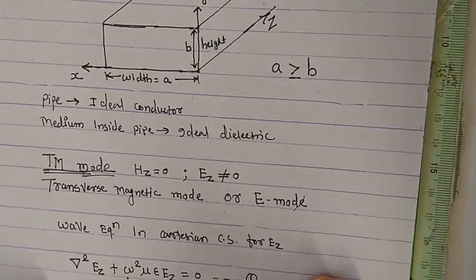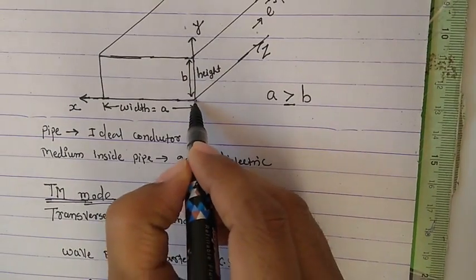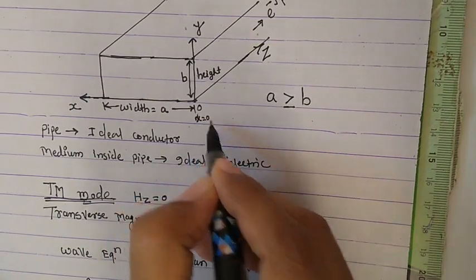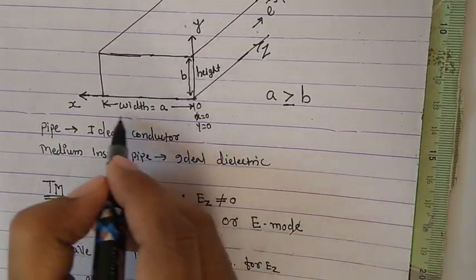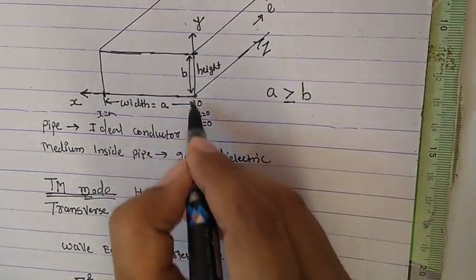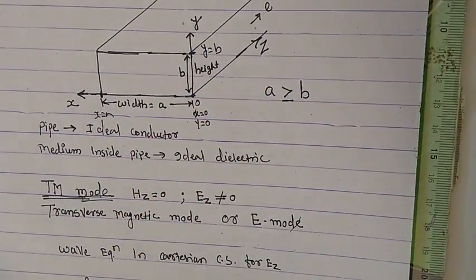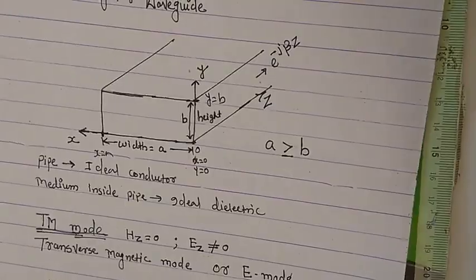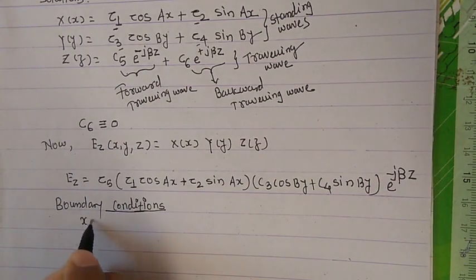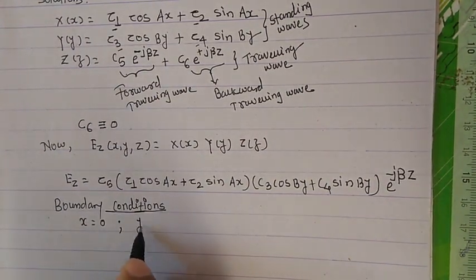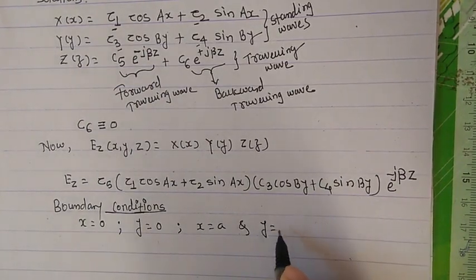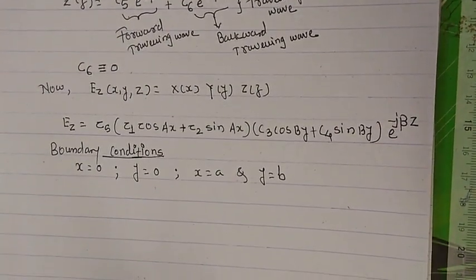So what are the boundary conditions? Let us consider this is the origin of your coordinate system, so this is x equal to 0 as well as y equal to 0. If we move here, at this point we have x equal to a, and at this point we have y equal to b. So these are the 4 boundary conditions which we are going to apply to this waveguide: x equal to 0, y equal to 0, x equal to a, and y equal to b.